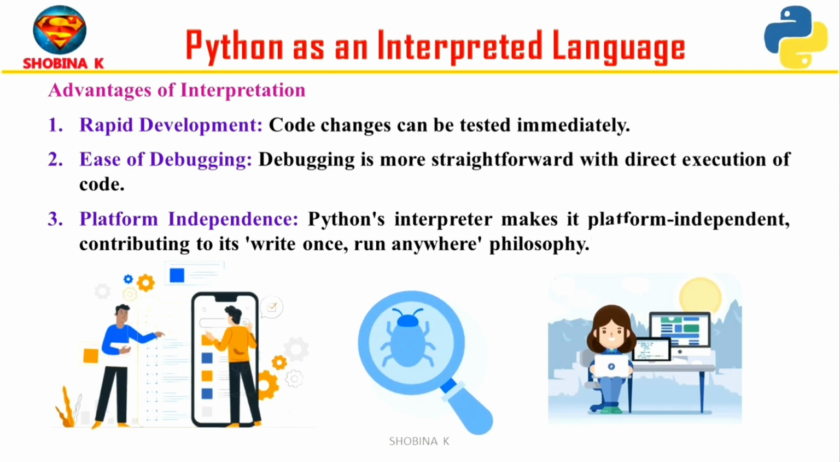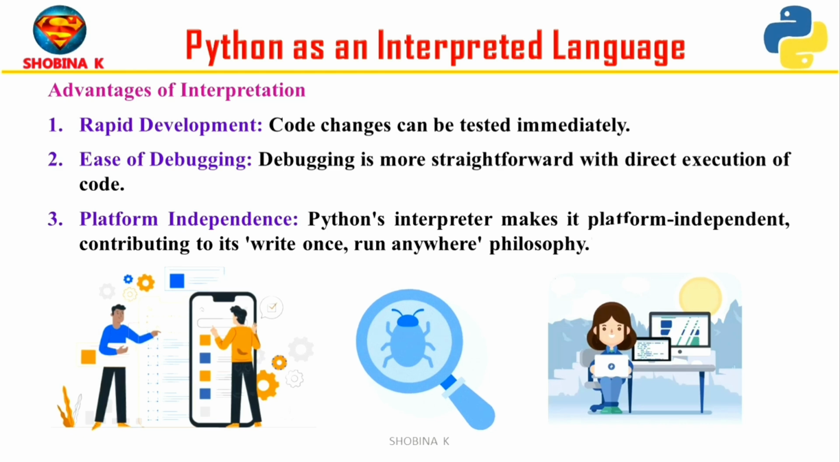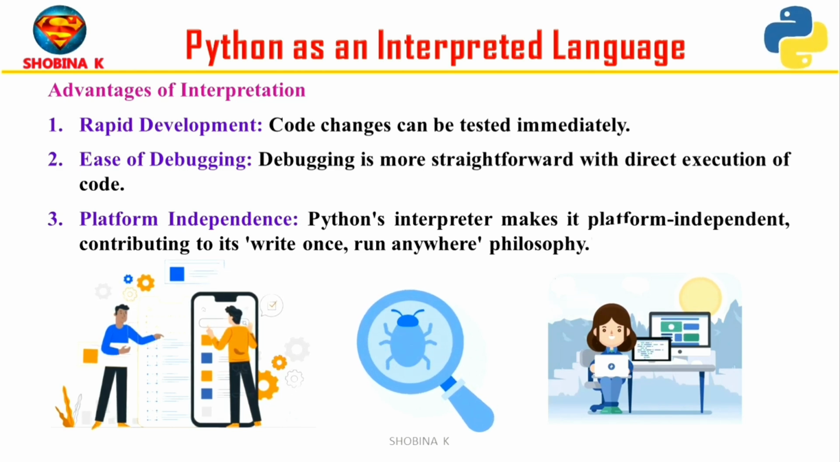Next, ease of debugging. Debugging in Python is simplified due to its interpreted nature, allowing for direct execution of code. And this streamlined process facilitates a more straightforward and efficient debugging experience. Next up, platform independence. Python's platform independence is a result of its interpreter-based execution. This characteristic aligns with the write once, run anywhere philosophy, which allows developers to create code that can be executed on different platforms without modifications.